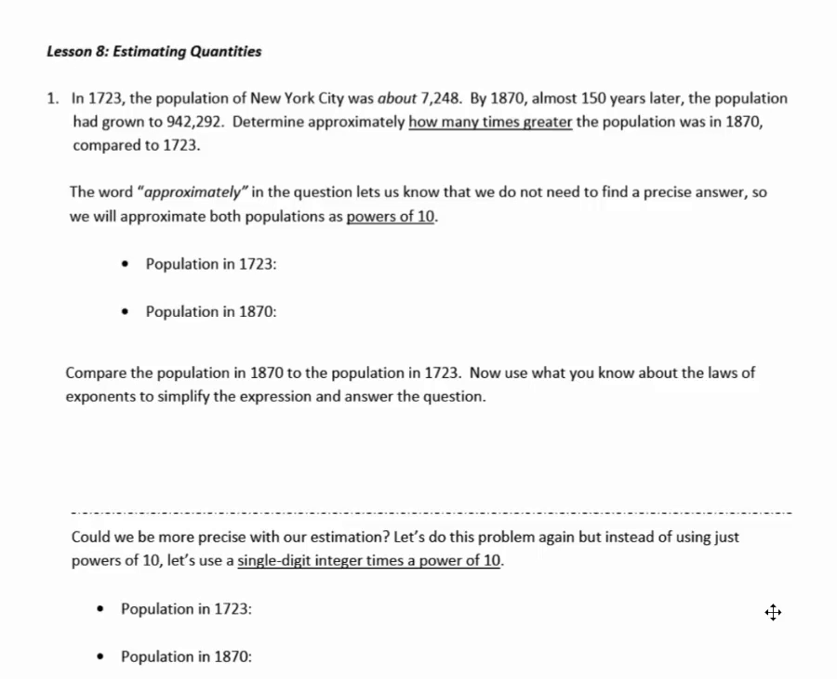So in 1723, the population of New York City was about 7,248. By 1870, almost 150 years later, the population had grown to 942,292. Determine approximately how many times greater the population was in 1870 compared to 1723. So first of all, we're going to have to divide. If I want to know how many times greater, that's really telling you to divide.